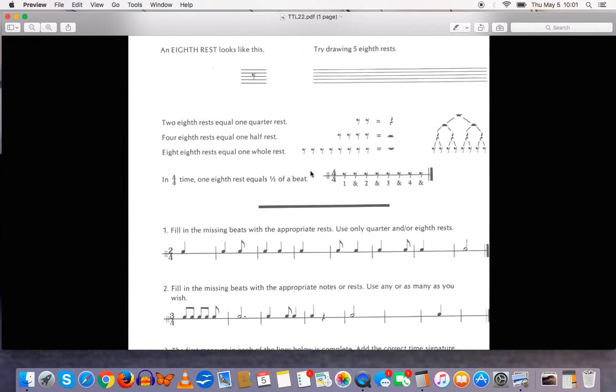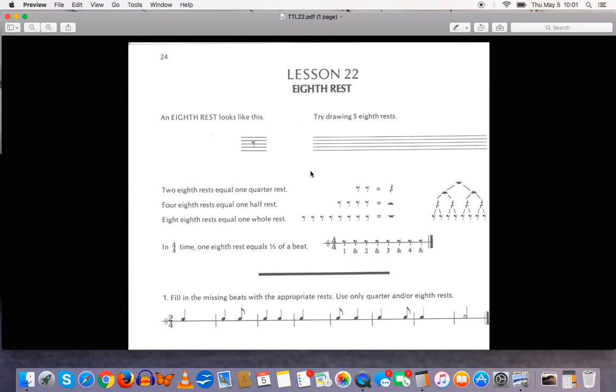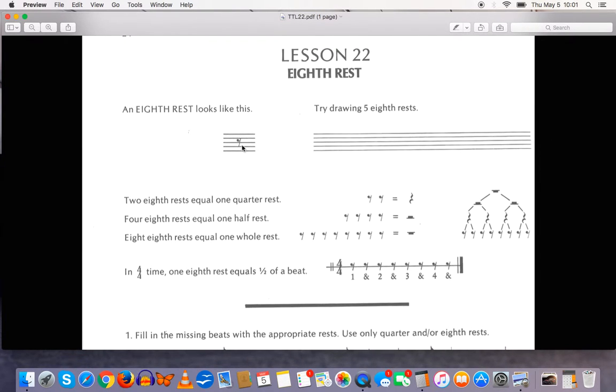Today we're going to be talking about the eighth note rest. You're going to want to have completed lesson number 21 on the eighth note because the principle is basically the same for a rest, except it's a silent amount of time. So here's what an eighth note rest looks like.